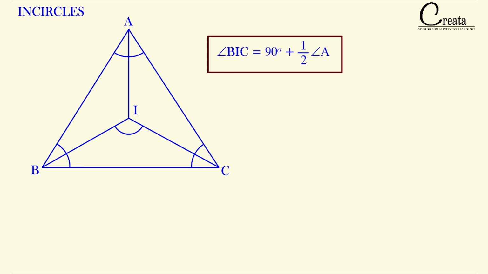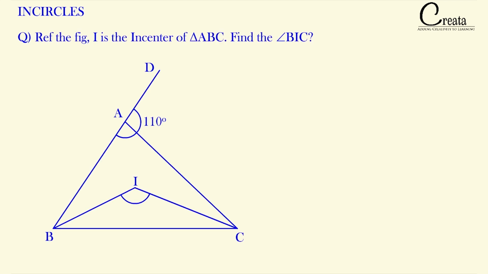Based on this formula, let's take a small question. The question is, refer to the figure. I is the incenter of triangle ABC. Find the angle BIC. In the question, I is given as the incenter and we have to find the value of angle BIC. Angle DAC is given as 110 degrees.